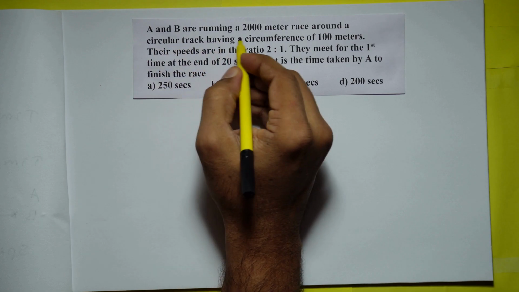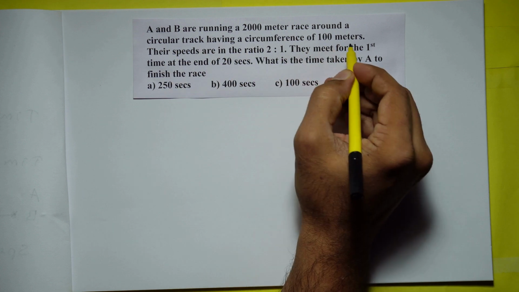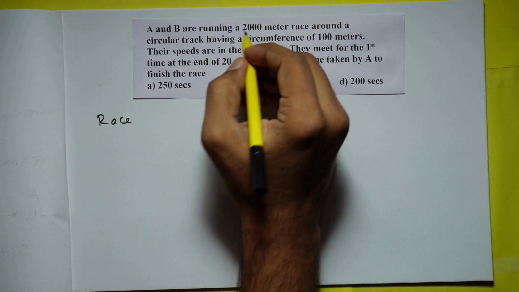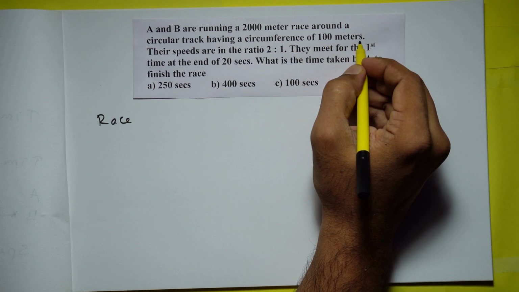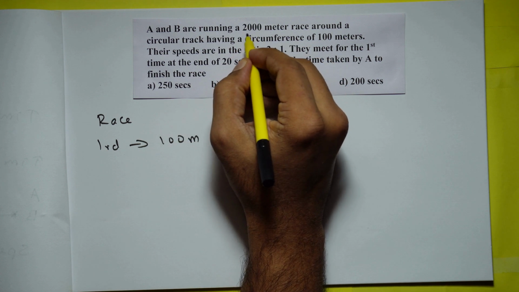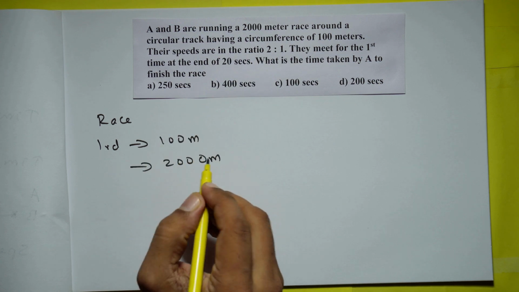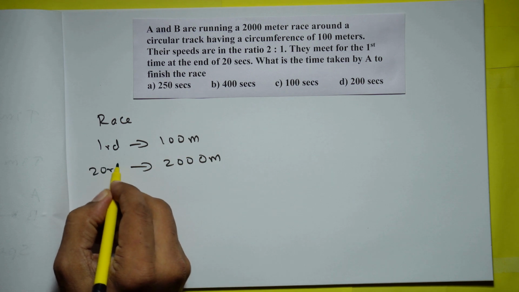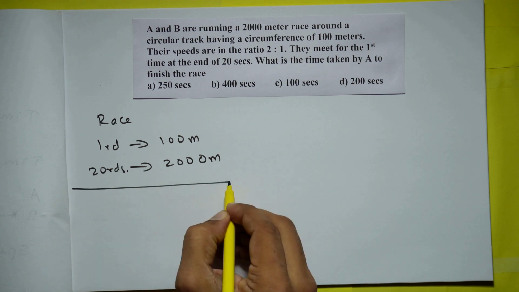A and B are running a 2000 meter race around a circular track having a circumference of 100 meters. So if you look at the race, it is a race of 2000 meters and one round is 100 meters. Now altogether the race is for 2000 meters, so 2000 meters means this side has to be multiplied by 20. So the total race will be 20 rounds. If you run 20 rounds, altogether it will be 2000 meters.